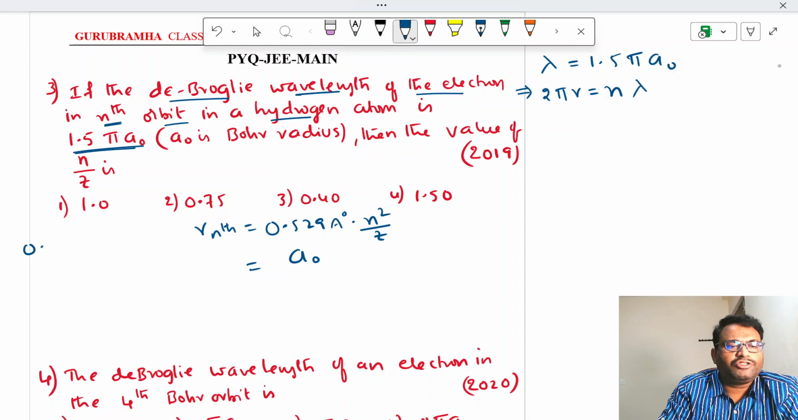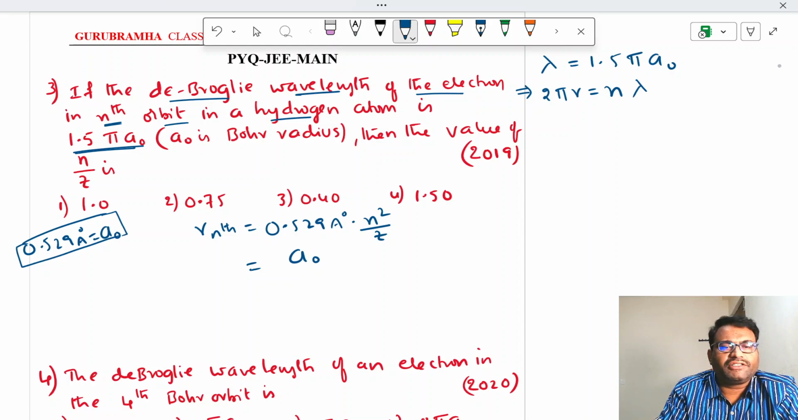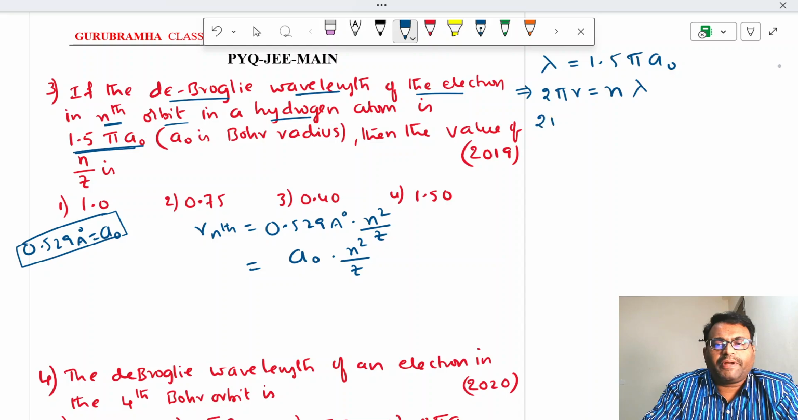0.529 angstrom units is what we call Bohr's radius, A0. So simply we can write A0 into n square by z. Okay, so apply here 2 pi r. R means A0 into n square by z is equal to n into lambda, which is given already. What is that? 1.5 pi A0.